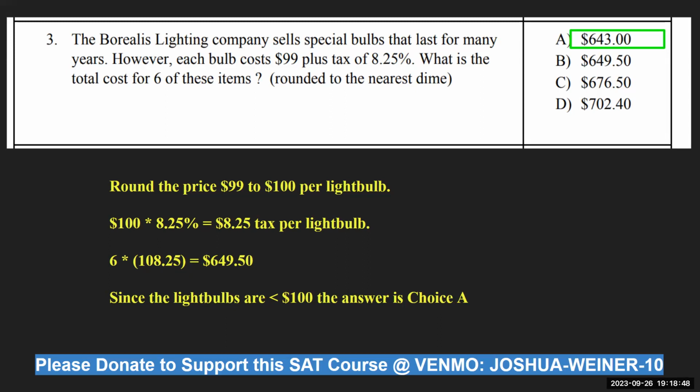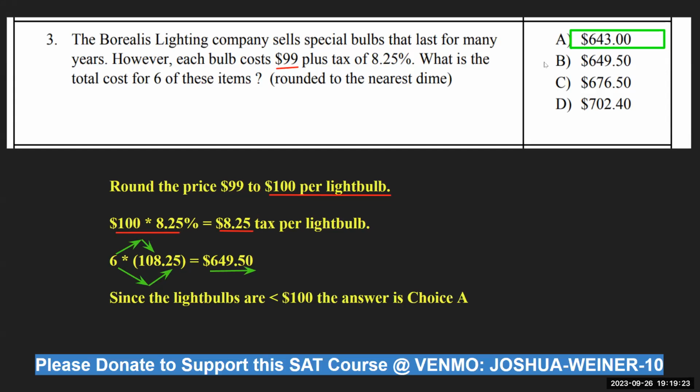Well, as you know, you want to be as fast and accurate as possible. And if you look here, $99 is difficult to calculate. So why not round up to $100 per light bulb? Then the tax is just 8.25% on 100, which is $8.25. And then using your distribution skills, 6 times 108 is 648. And then another 6 quarters is another $1.50 for a grand total of 649.50.